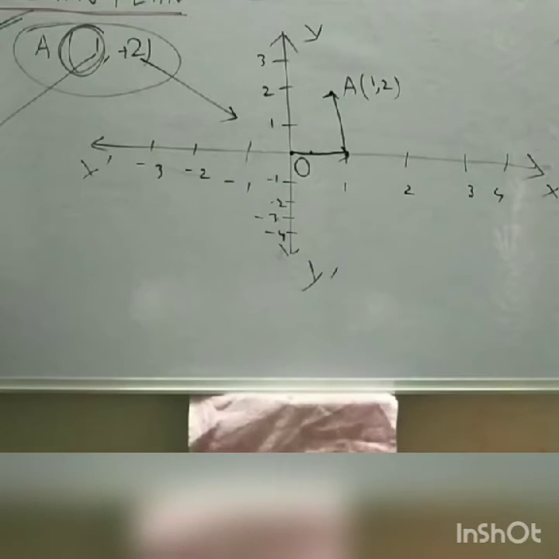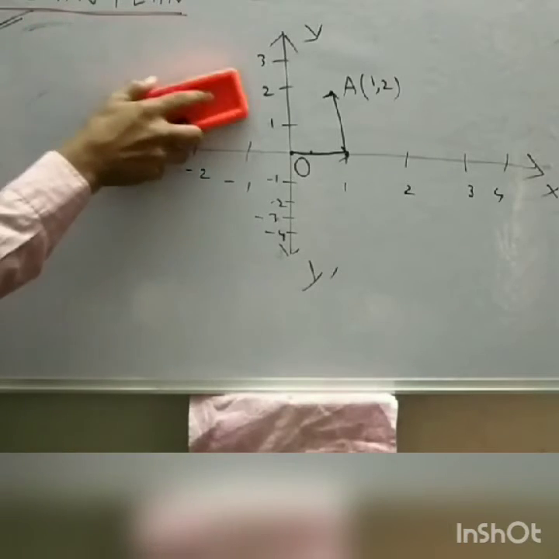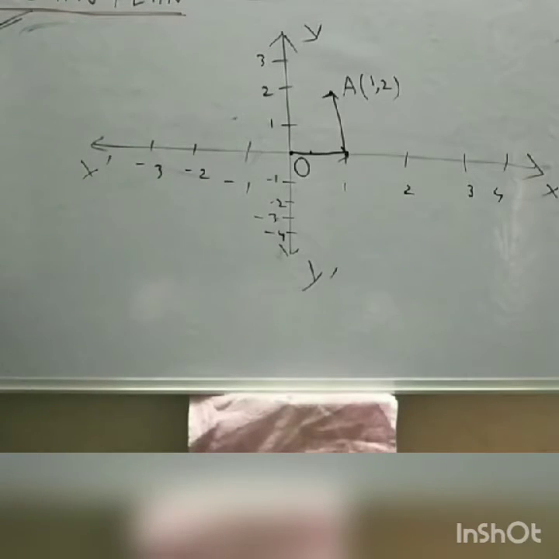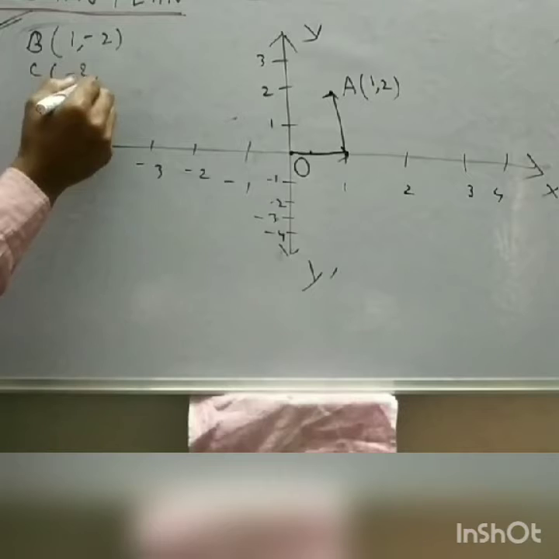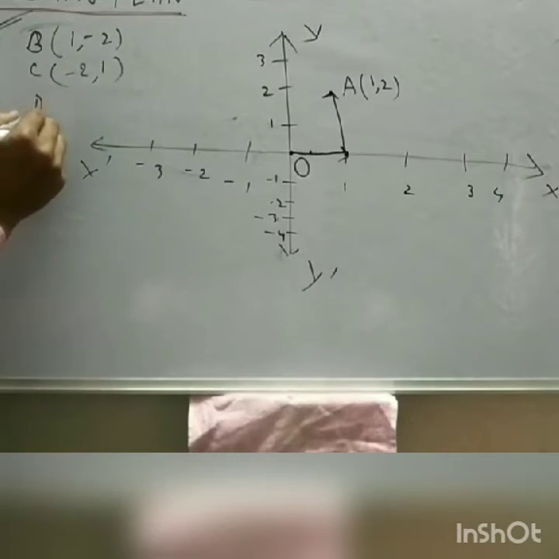So I hope, students, you understood how to plot a point on a graph. So we will plot some of the other points on the graph also. Look at here. Suppose point B (1, -2), point C (-2, 1), and point D, suppose (-1, -1). One by one we will plot.